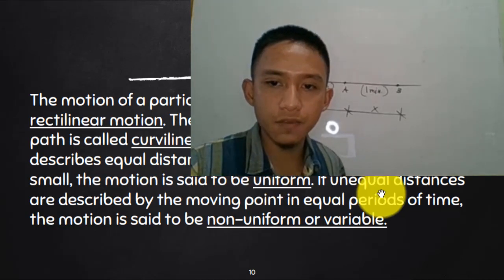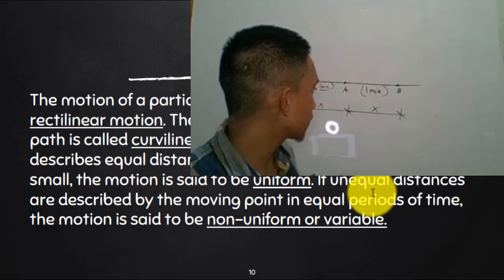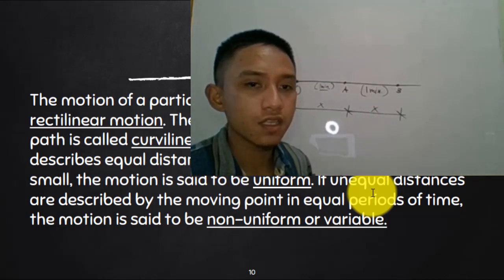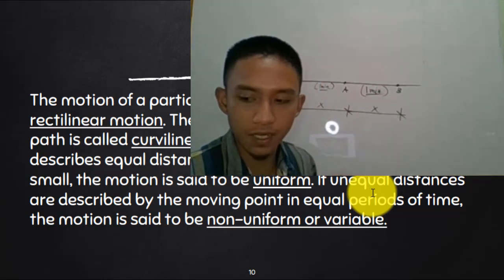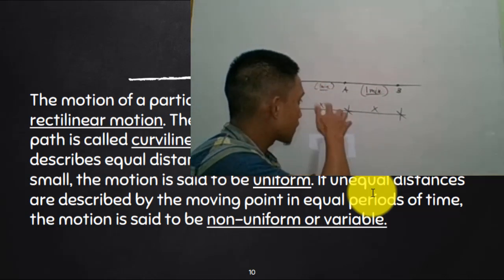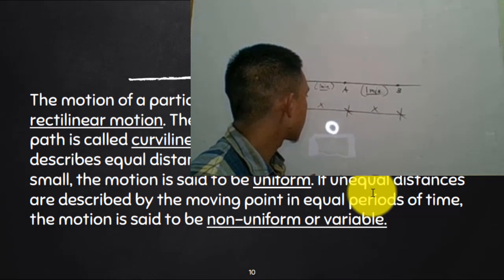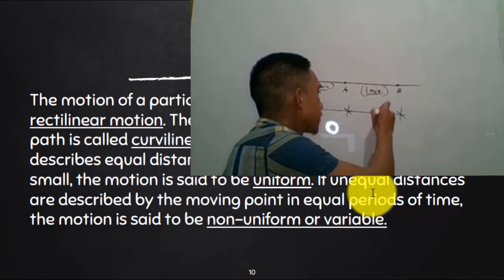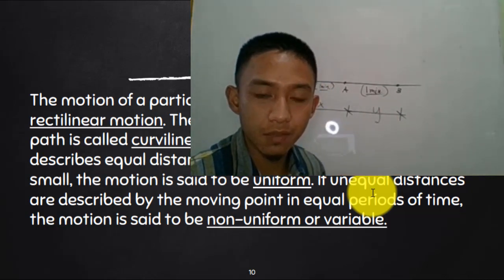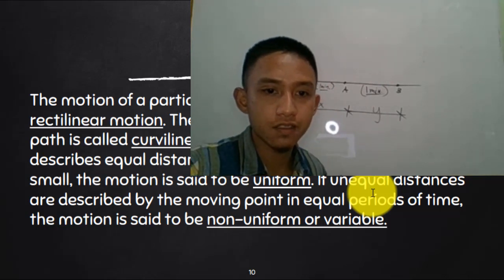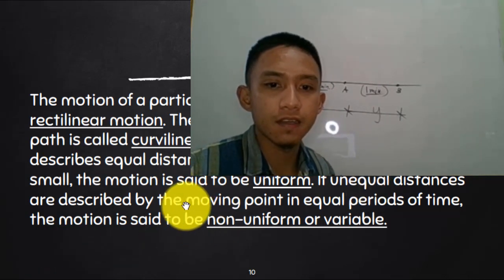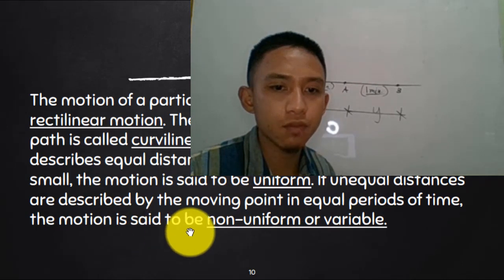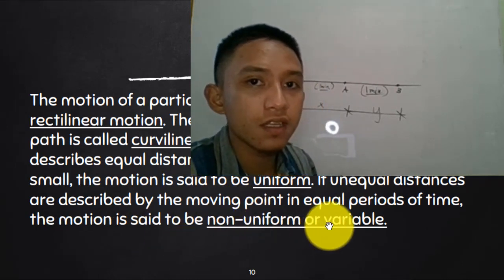How about if unequal distances? The interval is still 1 minute, because that is how we will know if it is uniform or not. We will be considering equal intervals. In each 1 minute, if this is x and x, that will be uniform. But let's say that is x, and this is a different distance, y. They have different distances in the same time interval. It says there that if unequal distances are described by the moving point in equal periods of time, the motion is said to be non-uniform or variable motion.